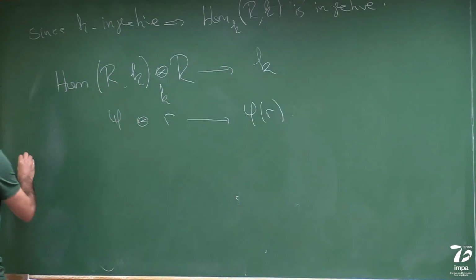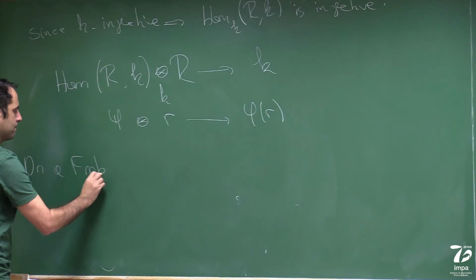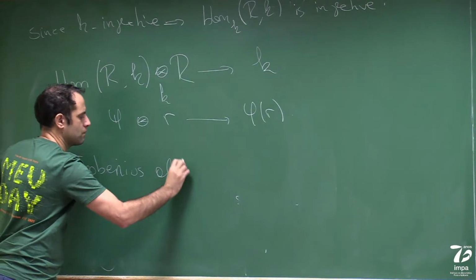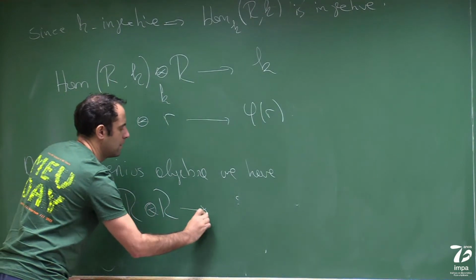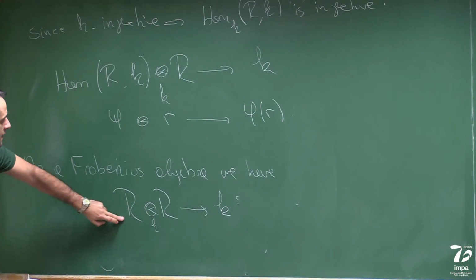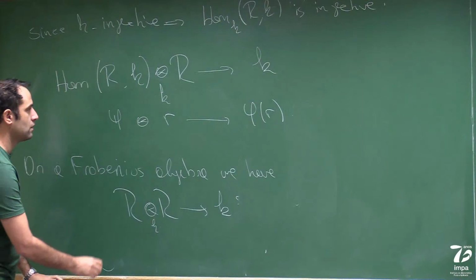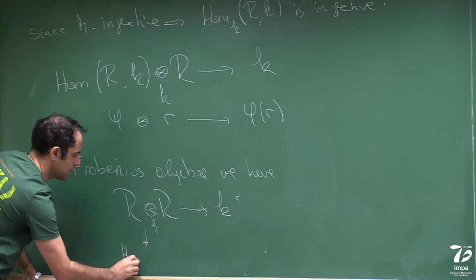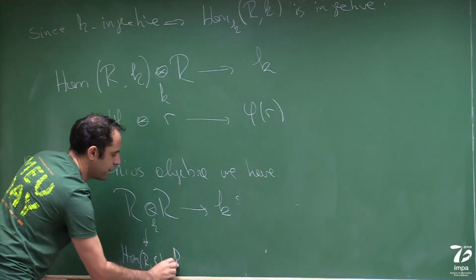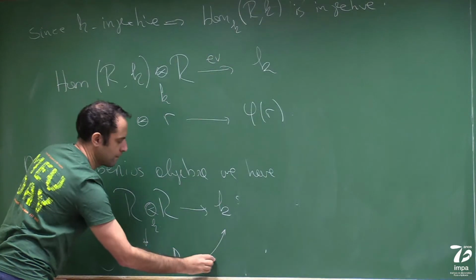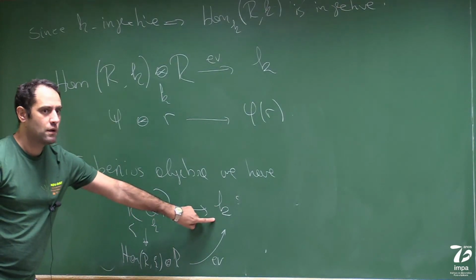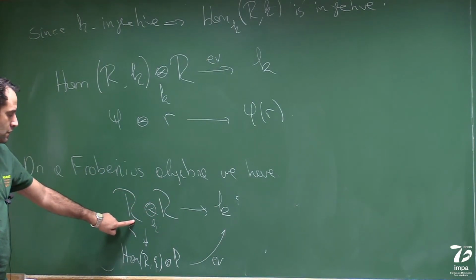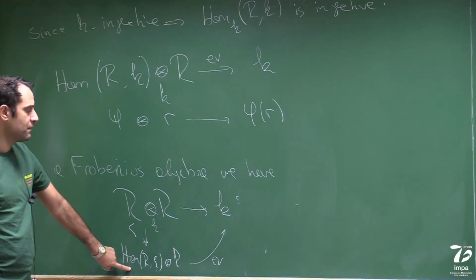So on a Frobenius algebra, we have, therefore, a map from R tensor R into K. Because this R is isomorphic to that, and then I just compose with its evaluation map, Hom R K tensor R. This is the evaluation map that we have here. And here I'm using the isomorphism that the Frobenius algebra structure gives me. Okay. So Frobenius algebras come with this non-degenerate pairing on itself. You just map to the dual by the Frobenius isomorphism, and then you get back to your field by just the evaluation.